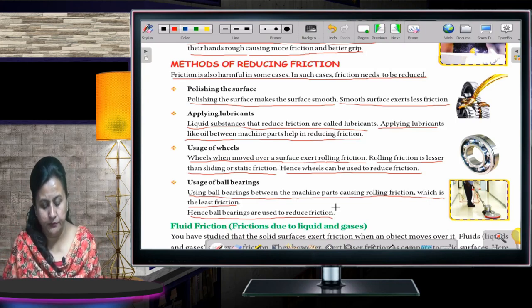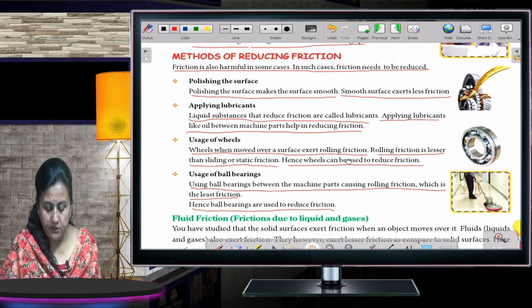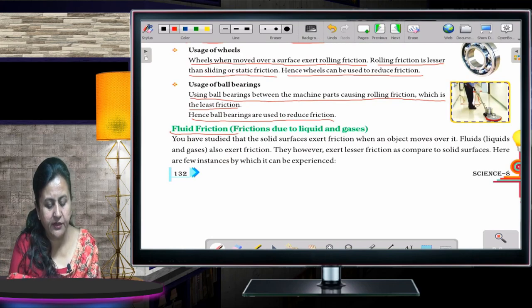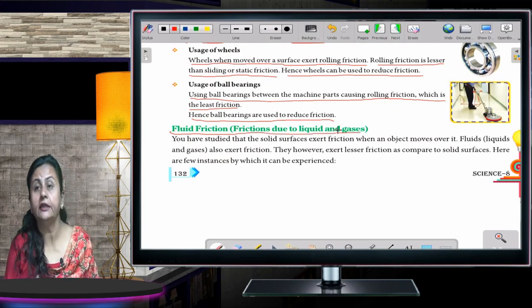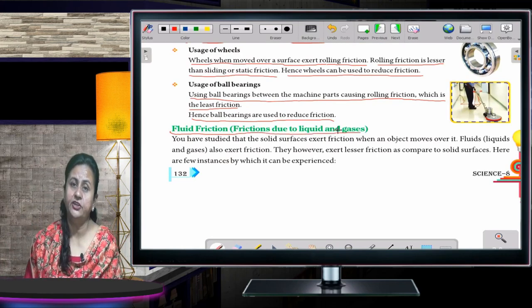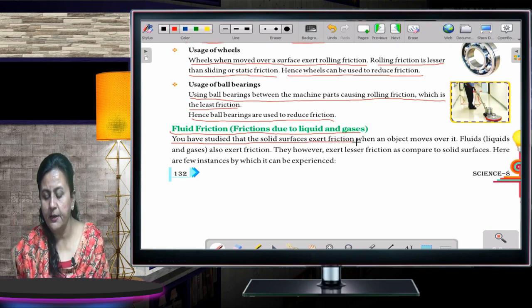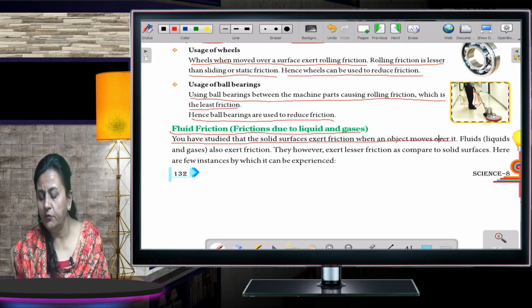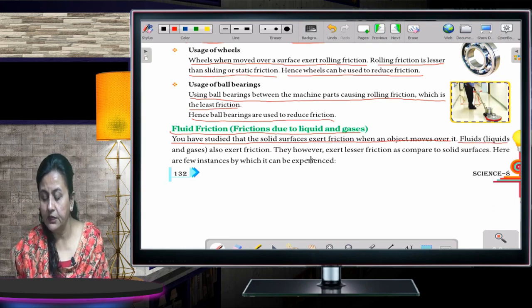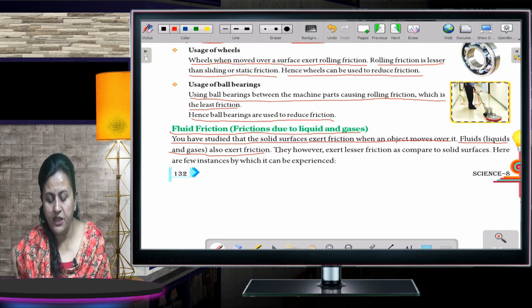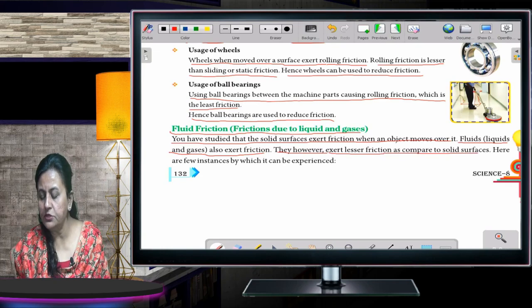Fine. Now, the last topic is fluid friction, that is friction due to liquids and gases. Okay, you will find friction mostly in the solid states, but you have studied that solid surfaces exert friction when an object moves over them. Fluids, that is liquids and gases, also exert friction. They, however, exert lesser friction as compared to solid surfaces.